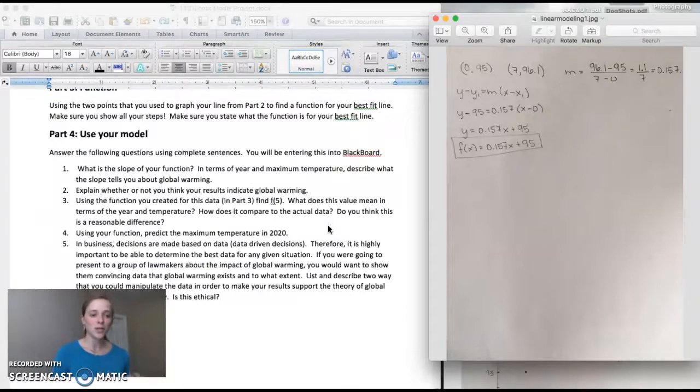Part 4 is where you have all these questions using this function, so using this equation that we just found. So part 1 is asking about the slope of the function, and then it says in terms of year and maximum temperature, describe what the slope tells you about global warming.